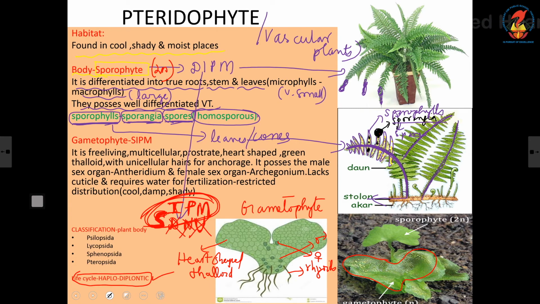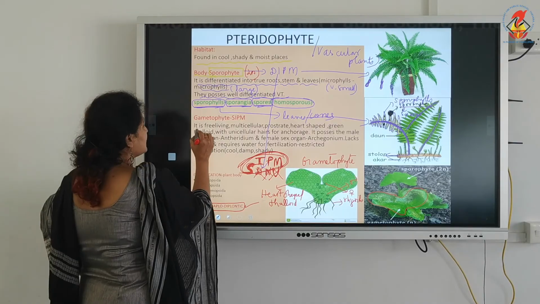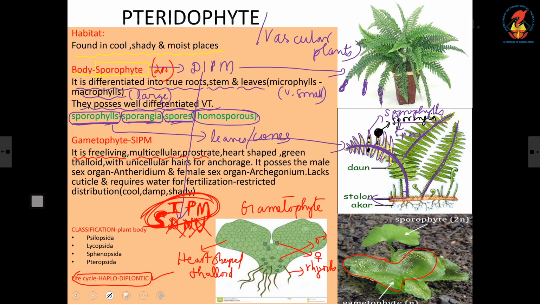So now going to the structure of the gametophyte, I have explained with the help of the slide and the extra information. Now I am going to read what's given on the slide. It is a free-living, multicellular, prostrate, heart-shaped, green thalloid with unicellular hairs for anchorage. It possesses the male sex organ called antheridium and the female sex organ called archegonium. It lacks cuticle and requires water for fertilization. Therefore, it is restricted in its distribution.